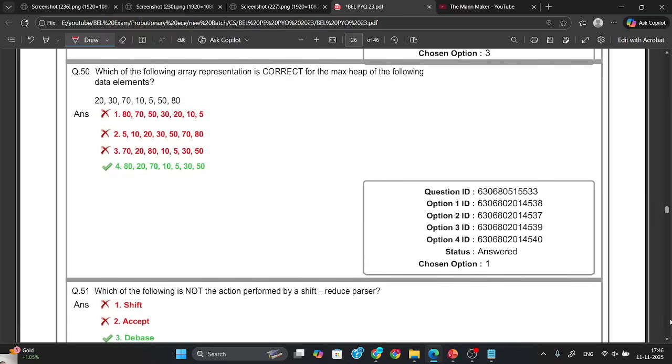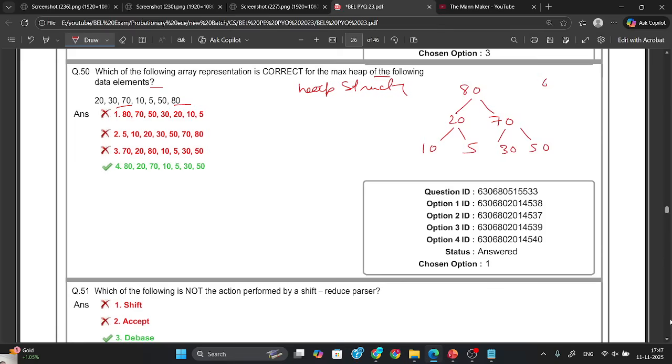which of the following arrays is correct for the max heap of the following data elements. Okay, so if we see the heap structure, if we talk about the heap structure, so we have 80 here, so we can write like this: 80, 20, 70. Then for this 20 we can write 10 and 5, and for this 70 we can write 30, 50.